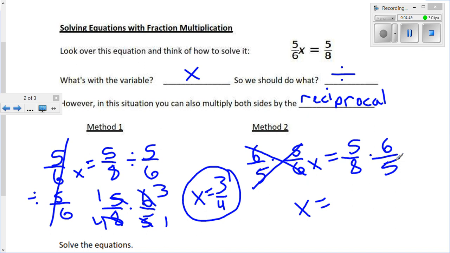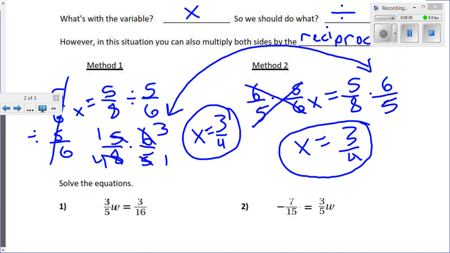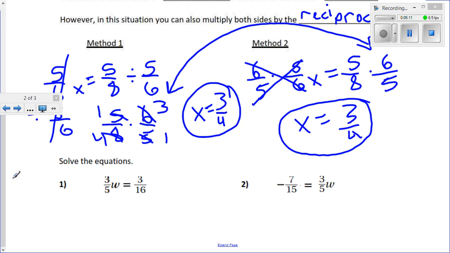Now if you notice, this is the same thing as we have over here, right? 5/8 times 6/5. So because we already did the work here, we know we're going to get 3/4. And you should be getting the same answer, either method. It's kind of up to you what you want to use, whatever makes the most sense to you, whatever you think is easiest, use that one. So I'll do number 1, and then number 2 you'll do on your own.